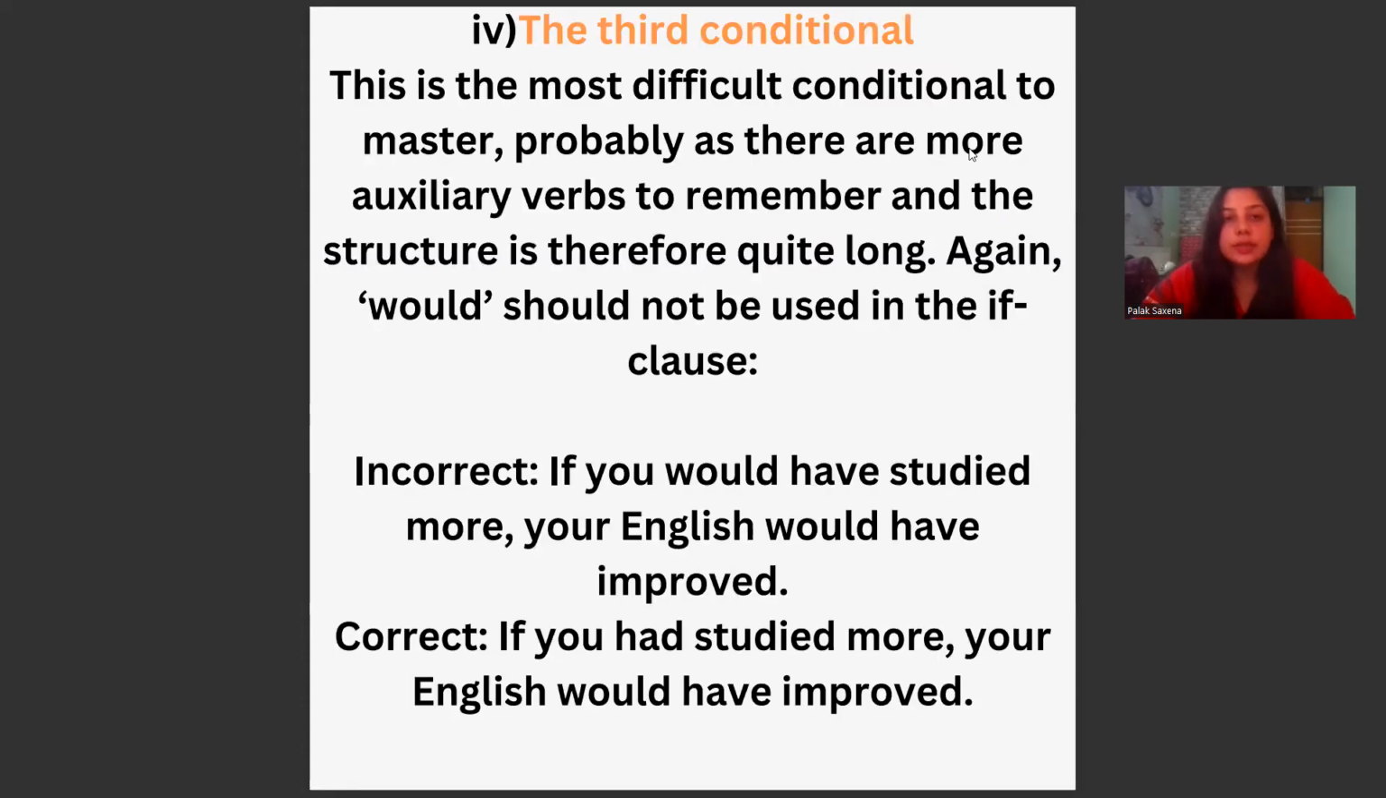The third conditional. This is the most difficult conditional to master, probably as there are more auxiliary verbs to remember, and the structure is therefore quite long. Again, would should not be used in the if clause. So the third conditional is quite similar to the second one, but in this case, you will get more auxiliary verbs, so there could be confusion. So how would you correct it? If you would have studied more, your English would have improved. So you can simply write it like this: if you had studied more, your English would have improved.